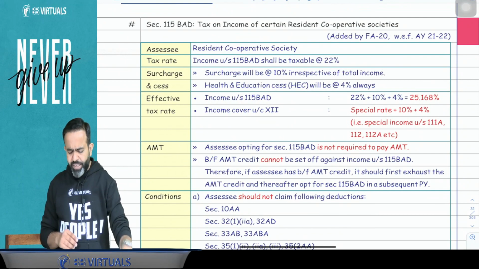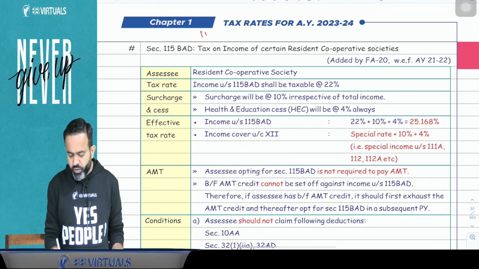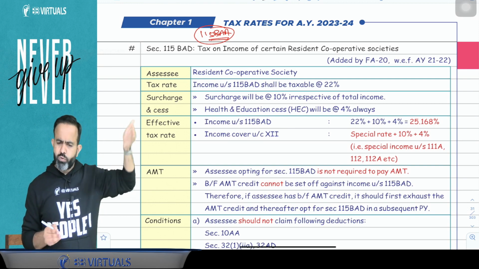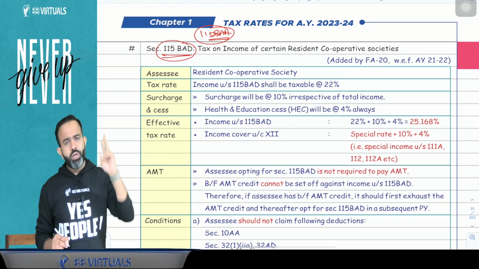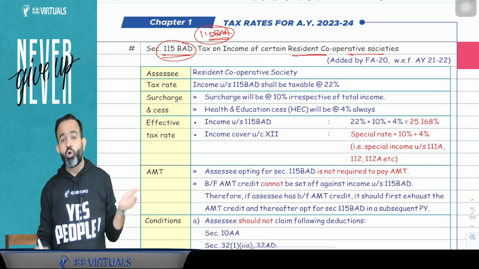Now the next section is 115BAD. Guys, this section is an exact replica of section 115BAA. And under 115BAA, we have discussed that the domestic company tax rate is 22%. So same, it is a replica, but the only difference is that that was applicable for domestic companies, and this is applicable for resident cooperative societies.